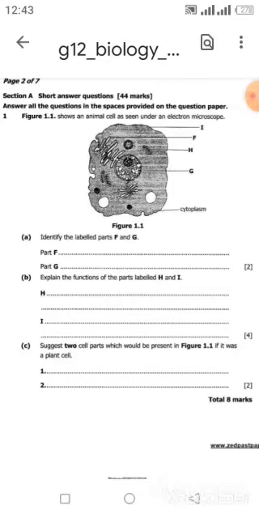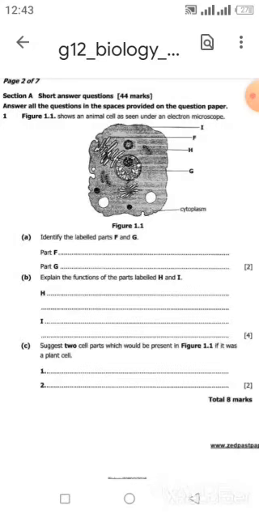Question 1 reads, Identify the labeled parts F and G. Now, looking at our diagram here, we know that part F is the ribosomes, 1 mark for us, and part G is the nucleus, another 1 mark for us. So we're done with question 1A. Let's go to question B.